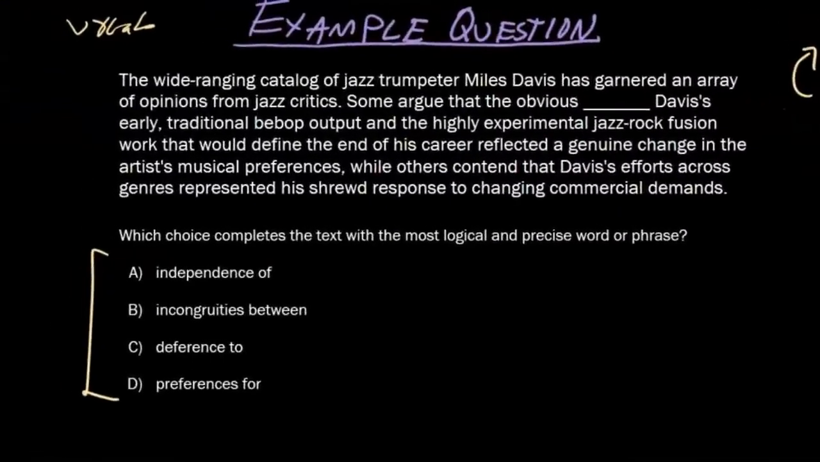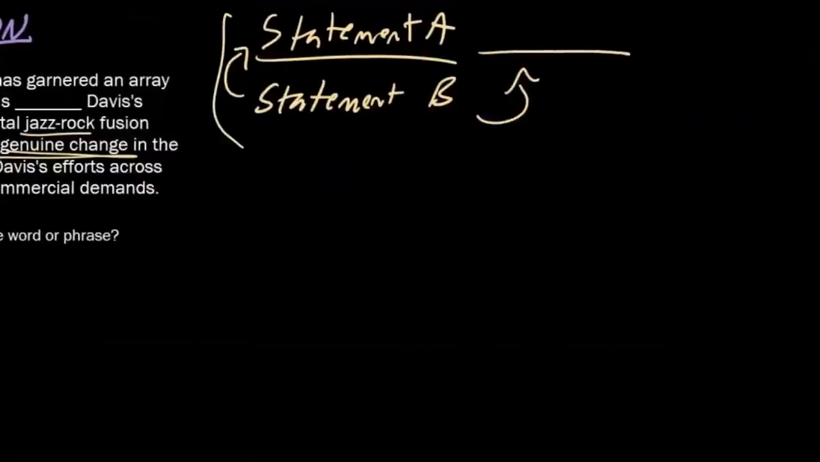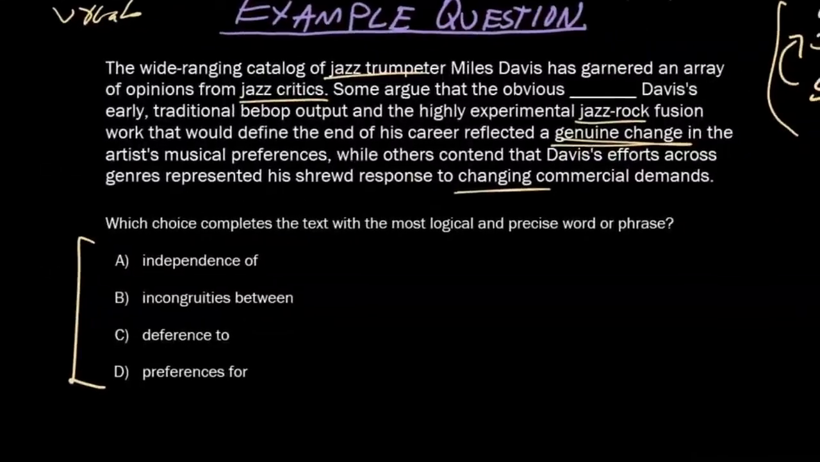So let's take a look at this example question. The wide-ranging catalog of jazz trumpeter Miles Davis has garnered an array of opinions from jazz critics. Some argue that the obvious blank Davis's early traditional bebop output and the highly experimental jazz rock fusion that would define the end of his career reflected a genuine change in the artist's musical preferences, while others contend that Davis's efforts across genres represented a shrewd response to changing commercial demands. So I emphasize the word changing here. Why? Because it appears twice, and because it seems like that's kind of forming our Statement A, Statement B here, right? So let's take a look.